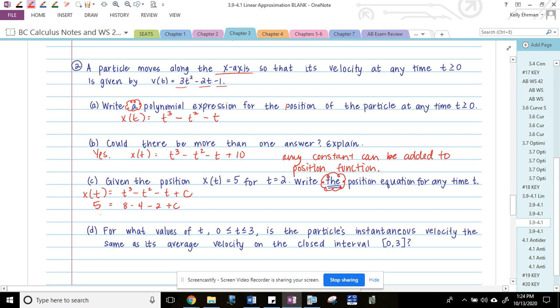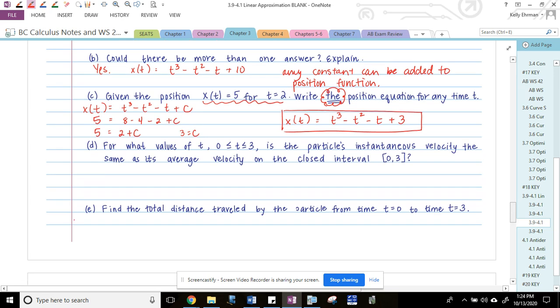So 4 minus 2 is 2. 5 equals 2 plus c. So c equals 3. Once you find the constant that needs to be added to your position function to make this relationship true, then you have your answer for the position function. X of t has to equal t to the third minus t squared minus t plus 3. That is the position function for which we would have this velocity function, and the position 2, 5 actually works.